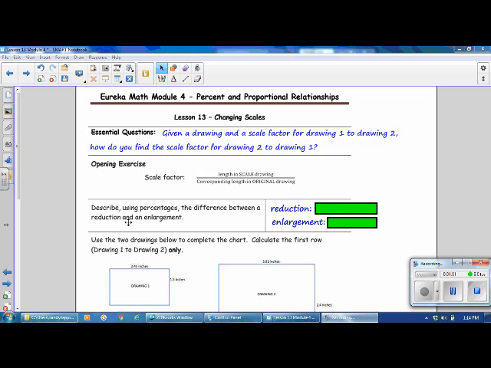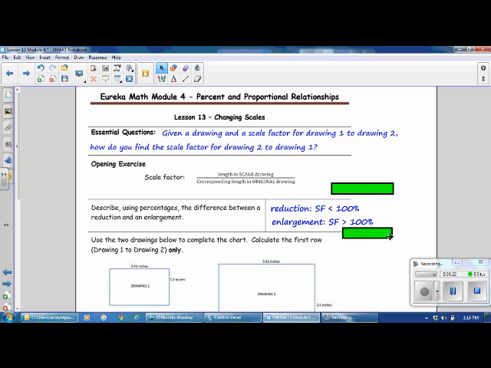Describe using percentages the difference between a reduction and an enlargement. Well, we know that a reduction is where the drawing gets smaller, but the scale factor, that would be less than 100%. And we know that in an enlargement, the picture gets bigger, and so your scale factor would be greater than 100%.